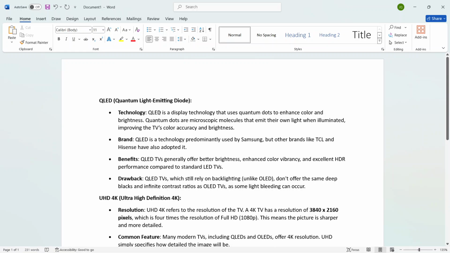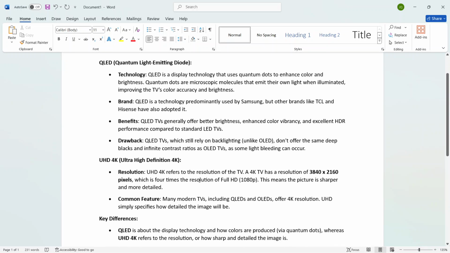So QLED, quantum light emitting diode, is a display technology that uses quantum dots to enhance color and brightness. Quantum dots are microscopic molecules that emit their own light when illuminated. The brand QLED is a technology predominantly used by Samsung, but other brands like TCL and Hisense have also adopted it. The benefits are that QLED TVs generally offer better brightness, enhanced color variance, vibrancy, and excellent HDR performance compared to standard LED TVs.